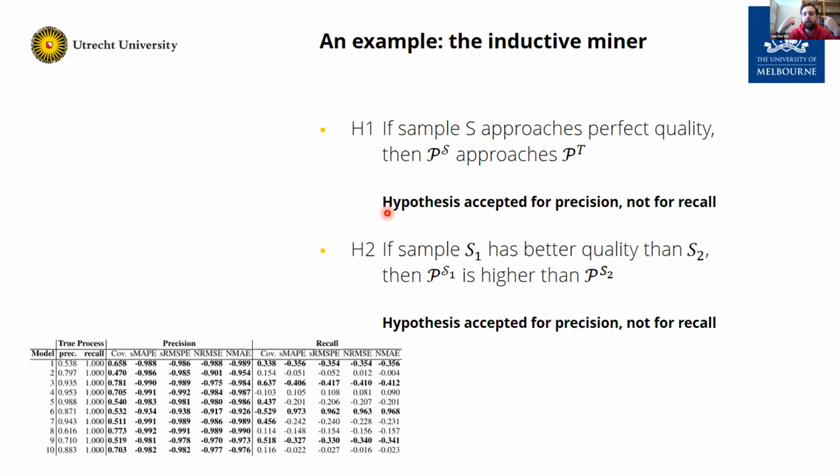So we can really start saying something about what is the quality and does the quality improve? So what is this relationship? And what we see for the inductive miner is that for precision, this works very well. For recall, it's more difficult. So we get a better understanding of what the results of the inductive miner are and how we can interpret the results of this miner. So doing this type of controlled experiment also helps us understand a bit better what the algorithm is doing.